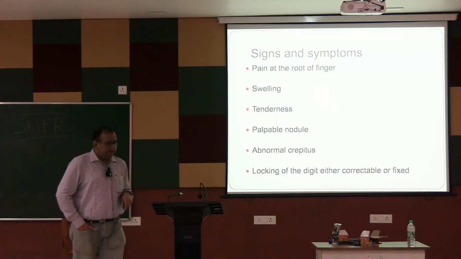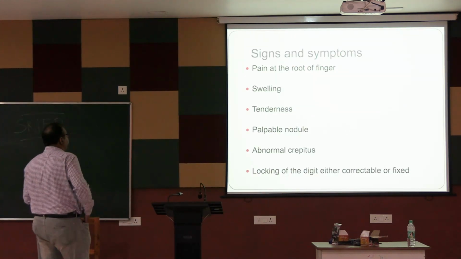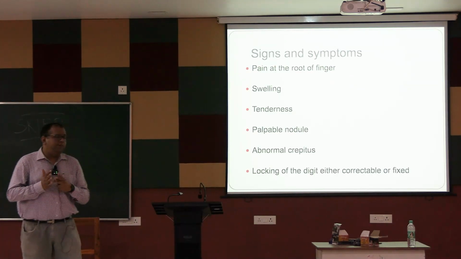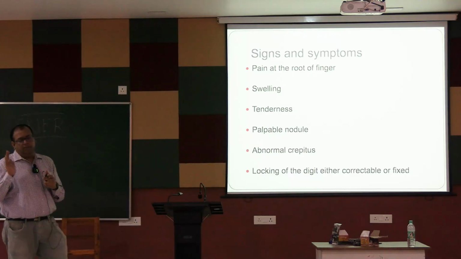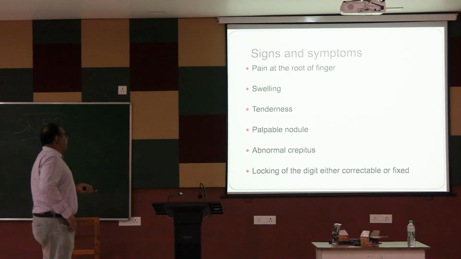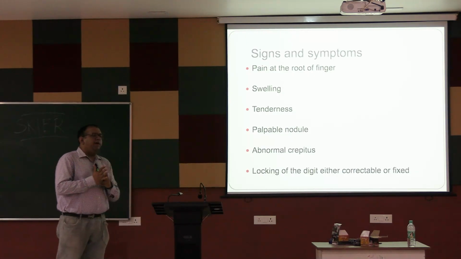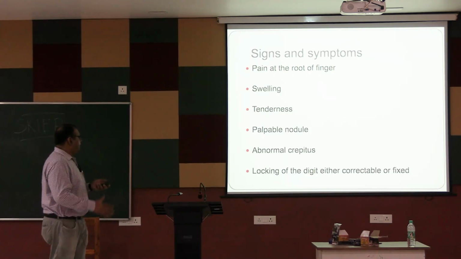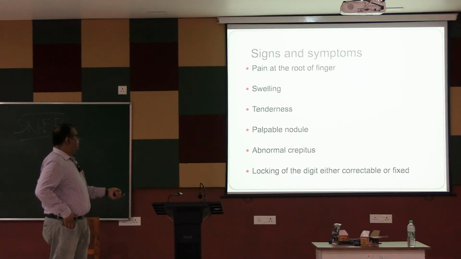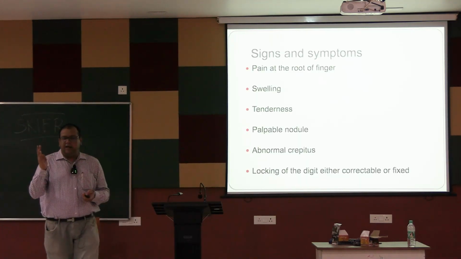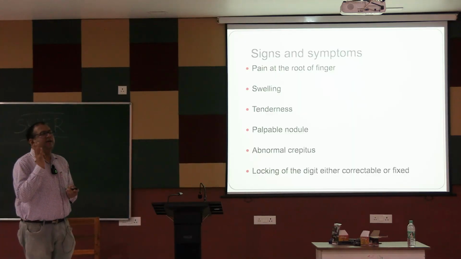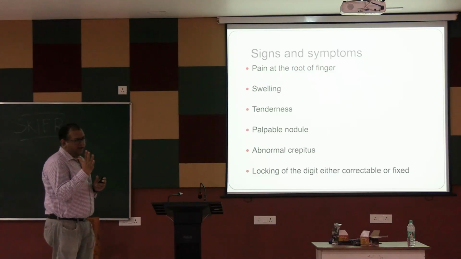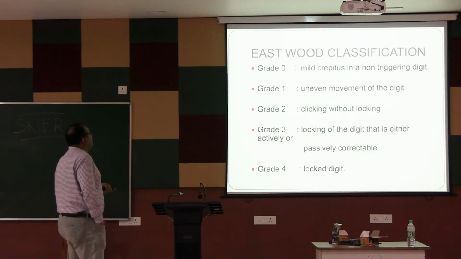Okay, we come to signs and symptoms. So what is there? Pain at the root of the finger, because it is a tenosynovitis. It's an inflammation, so there will be pain. The patient may complain of pain, but the main complaint is triggering of the finger. Tenderness, palpable nodule. If you palpate that part, she will complain of tenderness, and you will find a nodule here. And the locking of the digit, either correctable or fixed. Like this is fixed. If she cannot extend it beyond this, that means the deformity is fixed. If she can with the triggering, that is locking.